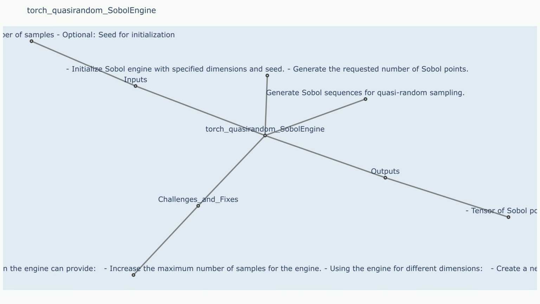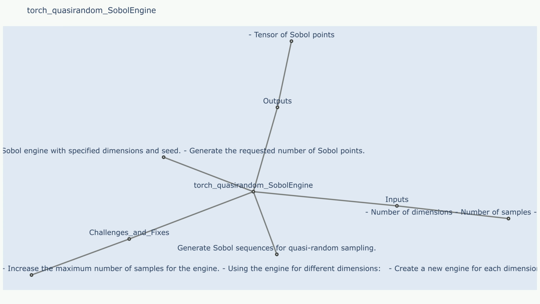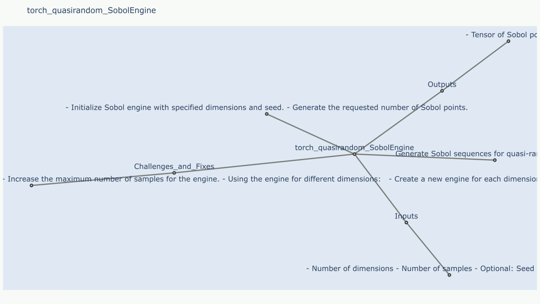torch.quasirandom.SobolEngine. Description. The SobolEngine class in PyTorch is a generator for quasi-random Sobol sequences. These sequences are designed to be more evenly distributed than random numbers, which can improve the accuracy and convergence rate of numerical integration and other stochastic simulations.